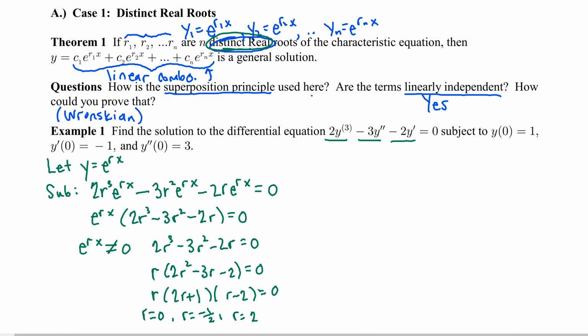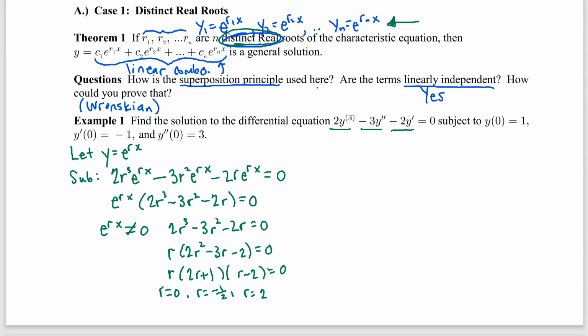So we're going to express 3 linearly independent solutions using this format. We could say one solution, y sub 1, is e to the r sub 1, or 0 times x. Y sub 2 would be e to the negative 1/2 x. I'm just going to write it negative x over 2. And y sub 3 equals e to the 2x. Those are all 3 distinct linearly independent solutions.